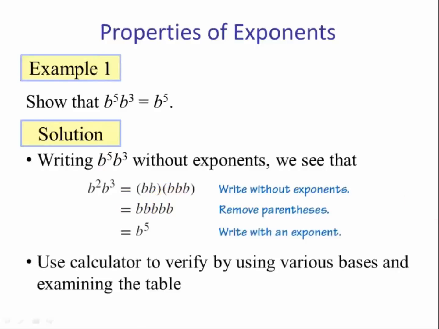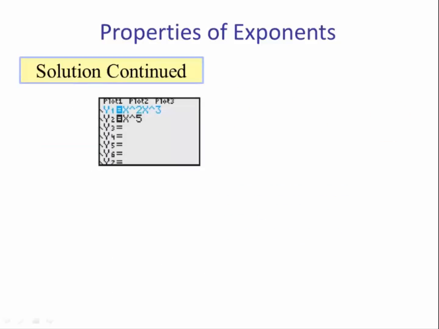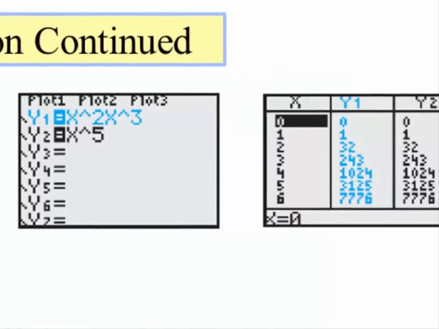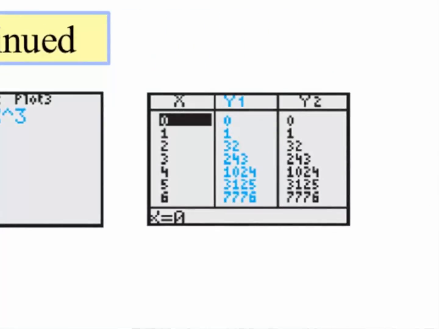To verify this by using the graphing calculator, we can put the left-hand side in y1, the right-hand side in y2, and see if we get the same answers. So we will have x squared times x cubed in y1, and in y2 we have x to the 5th. And if we go to our table, we can see the values of y are the same for y1 and y2. They're equivalent.